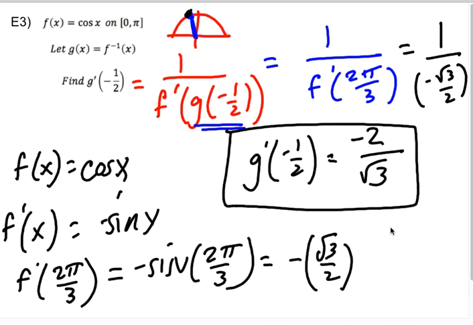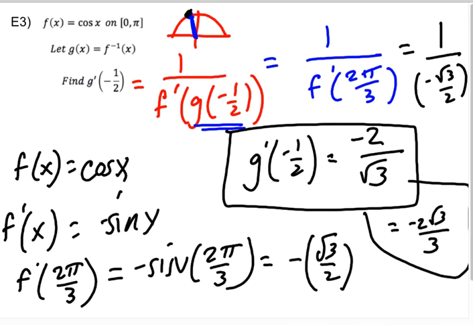You certainly could choose to rationalize, right? If you multiplied the top and bottom both by root 3, you'd get negative 2 root 3 over 3, which is also totally okay. But that's the gist. So again, notice that knowing your unit circle is a thing that's going to be an issue.